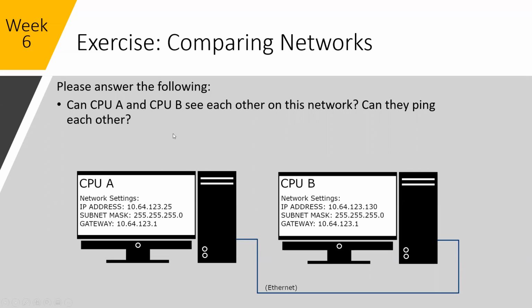So comparing networks. Can CPU A and CPU B see each other on this network? Can they ping each other? By looking at 10.64.123.25 and 10.64.123.130, their subnet masks match and their gateways match. Can they ping one another? Does anybody have a guess? Yes. Yes, they can.